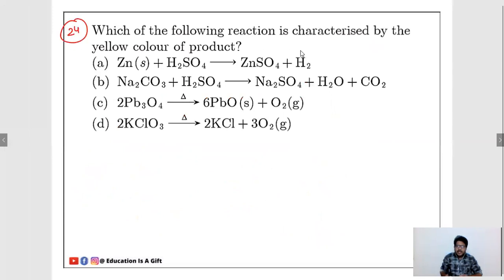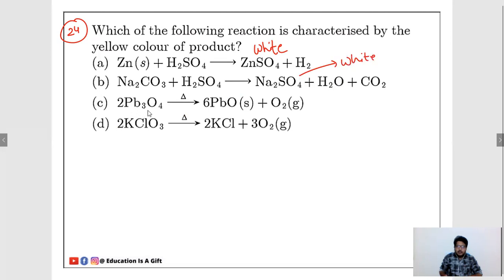Which of the following reactions is categorized by the yellow color of the product? So Zn plus H2SO4 gives zinc sulfate. That zinc sulfate salt will be pale yellow, simply to say it will be white in color. It is not that much yellowish, transparent, so white we can call. Na2CO3 sodium carbonate plus H2SO4 sulfuric acid gives rise to sodium sulfate plus water plus carbon dioxide. Sodium sulfate salt is also white in color.